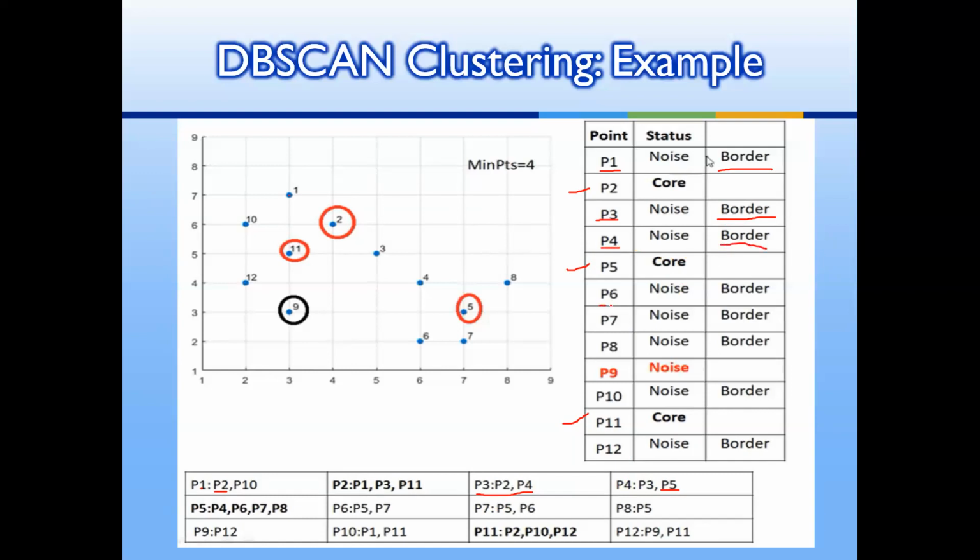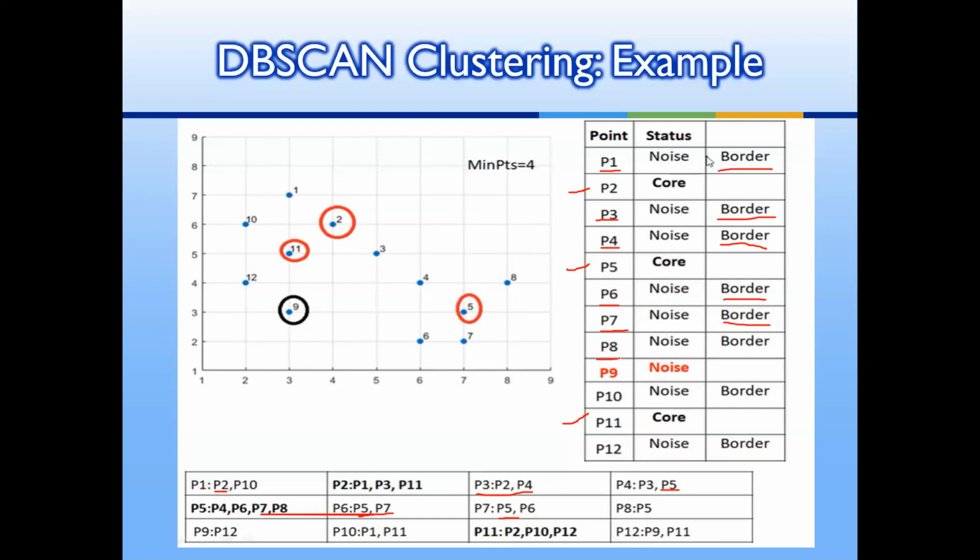Then check for the P6 point. So P6 has these two points, P5 and P7. Out of these two, P5 is the core point. So again, my P6 is also the border point. Then for P7, my P7 group includes P5 and P6. Out of these two, P5 is the core point, right? So again, my P7 can be the border point here, right?